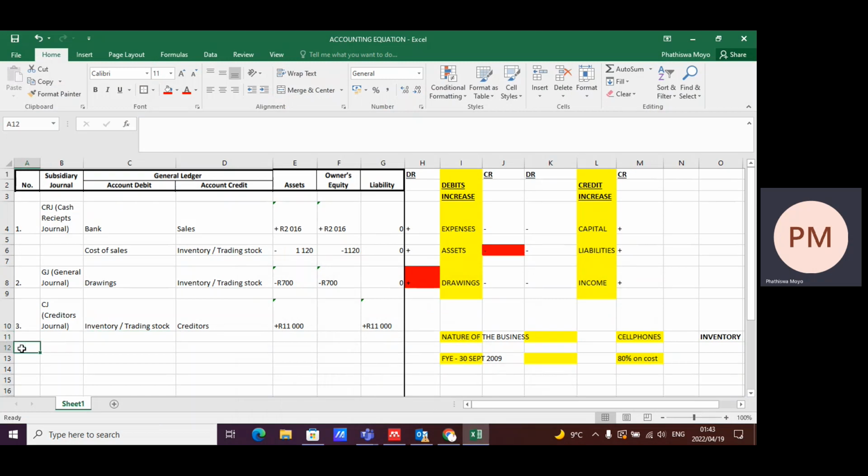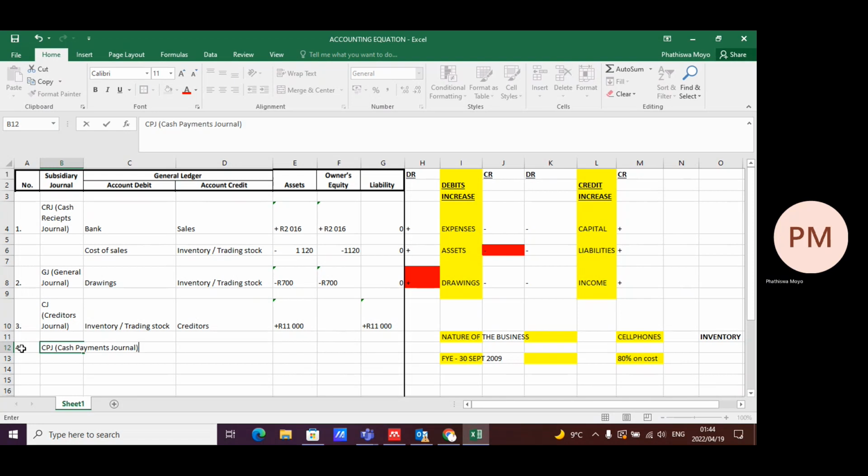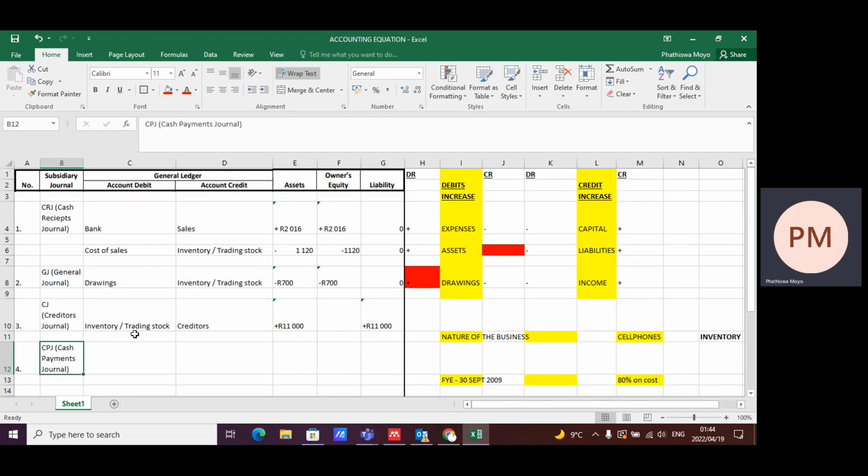Number 4. And they said paid, so I would use the CPJ, which is the cash payments journal. Okay. So what's the expense account? Is carriage.